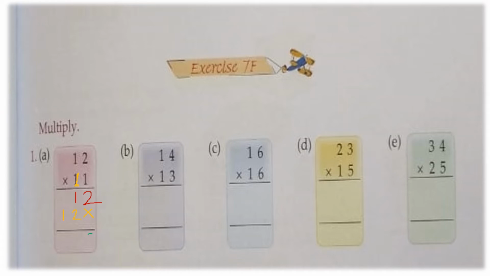There is no number below 2. So you write down 2 as it is. Then you have to add. 1 plus 2 is 3. And then 1. So your answer is 132.